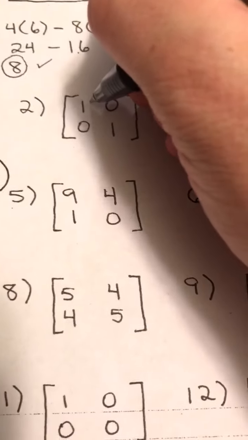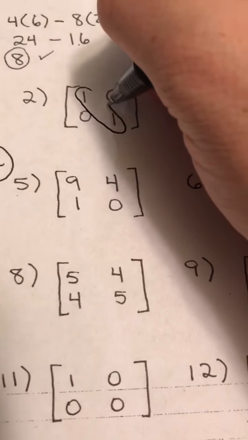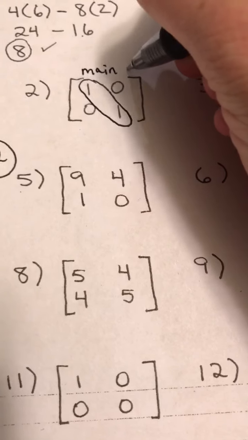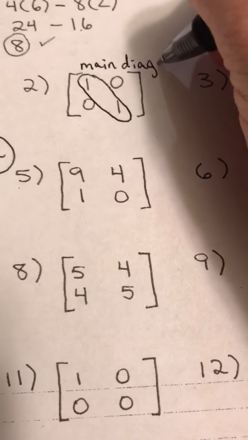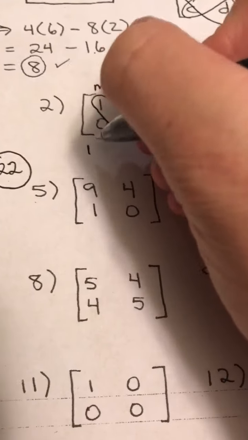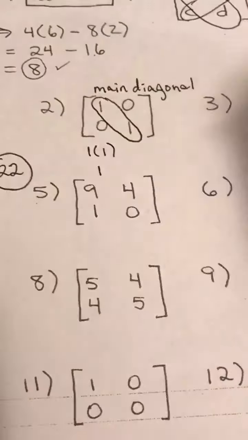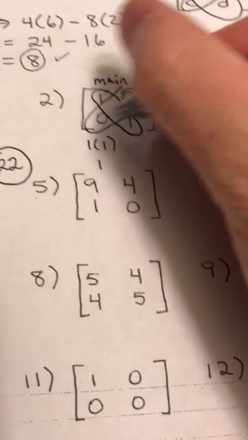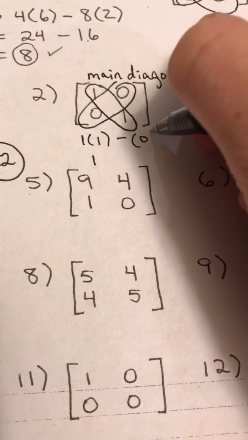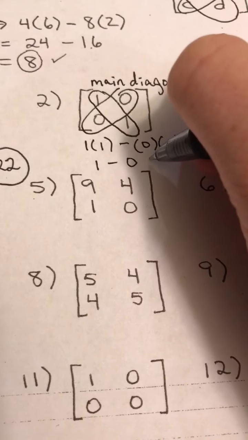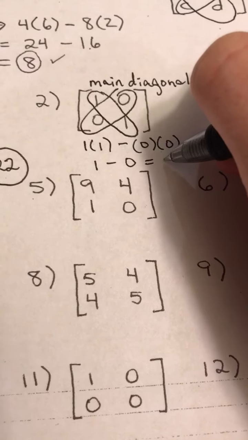Let's try the next one. I circle the first diagonal, the one from the top left to the bottom right, and this is often called the main diagonal. I know that 1 times 1 is going to give me 1, so we do that first. And then we circle the next diagonal. 0 times 0. We know that that's going to give me 0. And then when we subtract, we get 1 minus 0, that's 1.